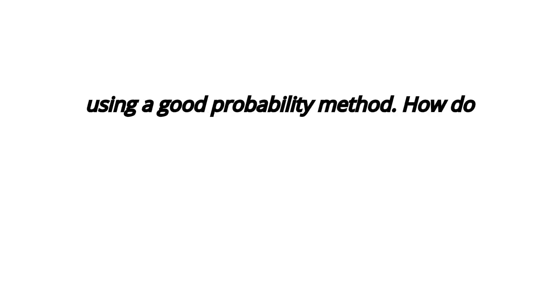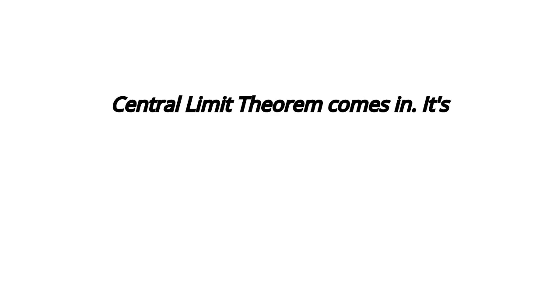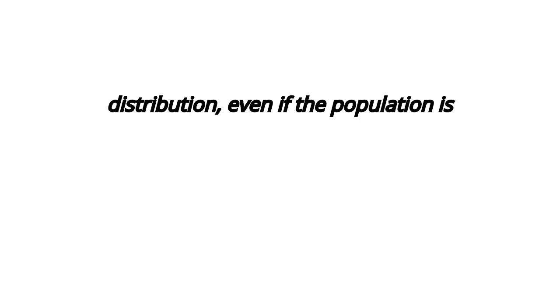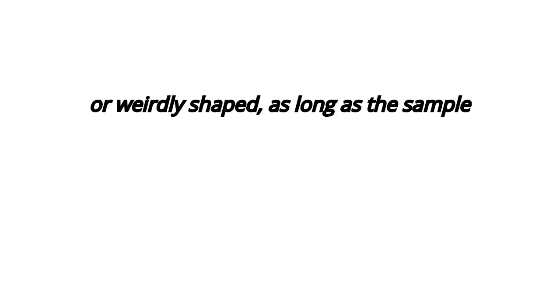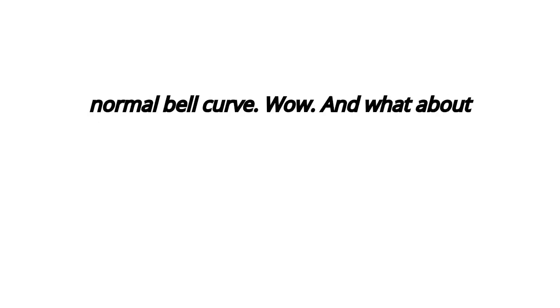Okay, so once we've collected our sample data, hopefully using a good probability method, how do we use it to make inferences about the broader population? This is where the central limit theorem comes in. It's incredibly important. Right. Can you remind us of its core idea? Absolutely. The central limit theorem, or CLT, states that for a large enough sample size, usually considered 30 or more, but it depends, the distribution of the sample mean will be approximately normal, regardless of the shape of the original population distribution. Even if the population is skewed? Even if the population is skewed or weirdly shaped, as long as the sample is large enough, the distribution of possible sample means will look like a normal bell curve.